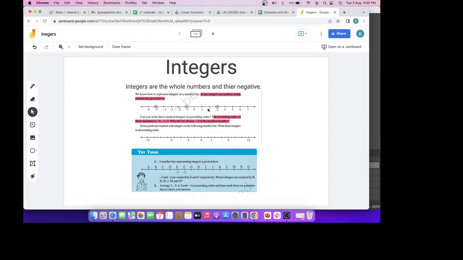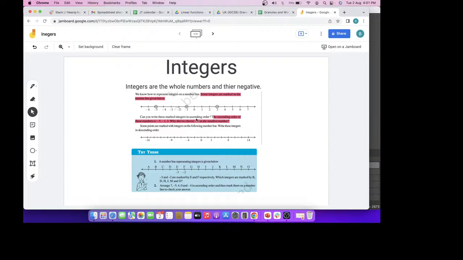All right, and we also need to know about the integers on the number line, that when we move to the left, the numbers always keep on decreasing, and whenever we move to the right of the number line, the numbers always keep on increasing. All right, so now let's take an example. Can you write these marked integers in ascending order?